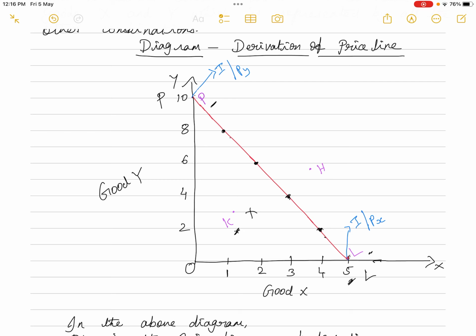It's ruled out. Point H is also ruled out because it is beyond the budget. His money income and the prices are not allowing him to choose point H. So any rational consumer can purchase any one of the points lying on the budget line. This is what is known as the budget line, also called the price line. So PL is the budget line or the price line.